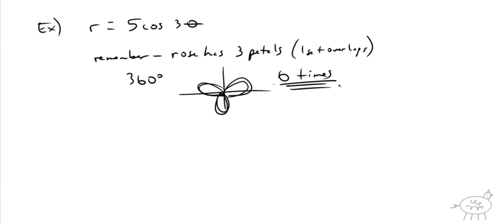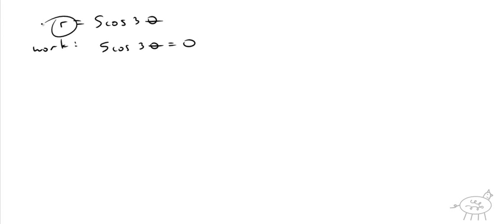Well, let's figure out what we have to do here. And here's the work. So let me clear this out so we have a lot of room. So we get r equals 5 cosine of 3 theta. And this is the work, math fans. You are required to show me this work. First of all, you're going to set 5 cosine of 3 theta equal to 0, because r is 0. I divide both sides by 5, and I get cosine of 3 theta is equal to 0.